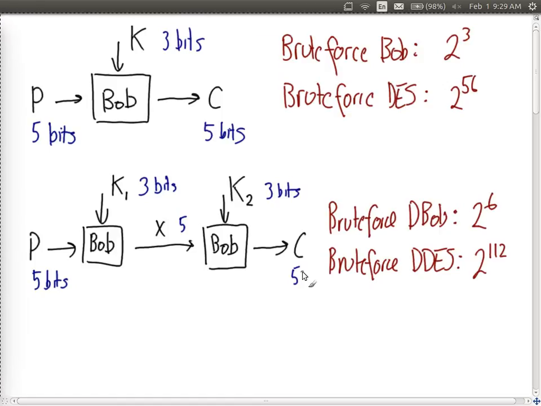Intercept and you learn the ciphertext. But we also assume that they know what the plain text was for that case. They don't know the key, but they know one pair of plain text and ciphertext, where the ciphertext was obtained using the Bob encryption algorithm with some secret keys, K1 and K2. We want to find K1 and K2.